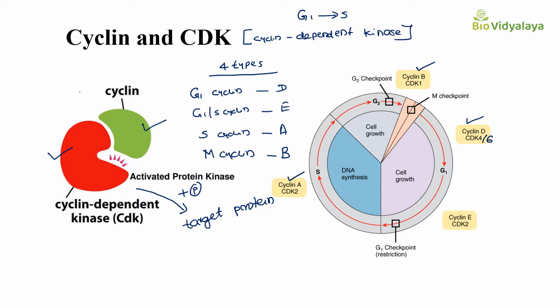And there are three major checkpoints in the cell cycle: the G1 checkpoint, the G2 checkpoint and the M phase checkpoint. At a checkpoint, it is ensured that each phase of the cell cycle is carried out correctly. If it is not carried out correctly, then the cell cycle will arrest at that stage.